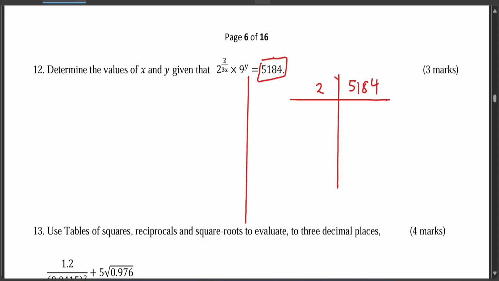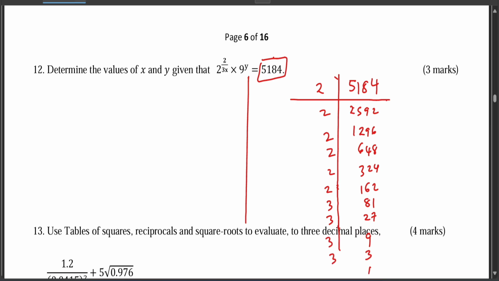So 5184 divided by 2, 2592 divided by 2 again, 1296 divided by 2 again, 648 divided by 2 again, 324 divided by 2 again, 162 still continues, divided by 2 gives 81, then divide by 3 to get 27, then divide by 3 to get 9, then divide by 3 to get 3, divide by 3 to get 1. So how many times is 2 there? It appears 6 times, so it is 2 to the power of 6. And for the 3s, I want 9s, so this is a 9 and this is also a 9, so 9 appears 2 times.